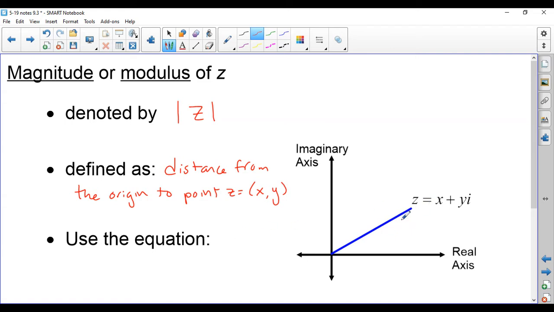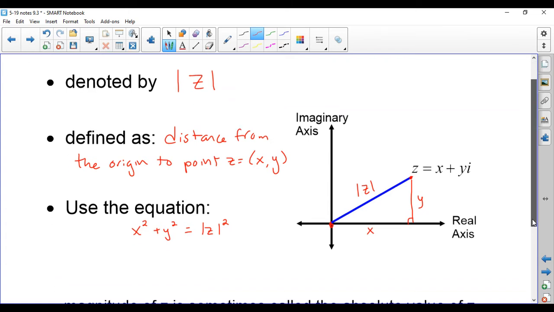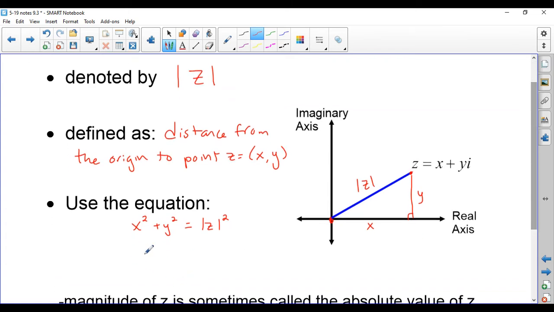So if we look at this picture, I want to find the distance from the origin to this point (x, y). So I go across x and up y to get there. If I want to find this distance, the magnitude, the straight line distance, I could use the Pythagorean theorem. Leg squared plus leg squared equals hypotenuse squared. And if I want to solve that for the magnitude, I would take the square root of both sides. So the equation that we use to find the magnitude is the square root of x squared plus y squared.